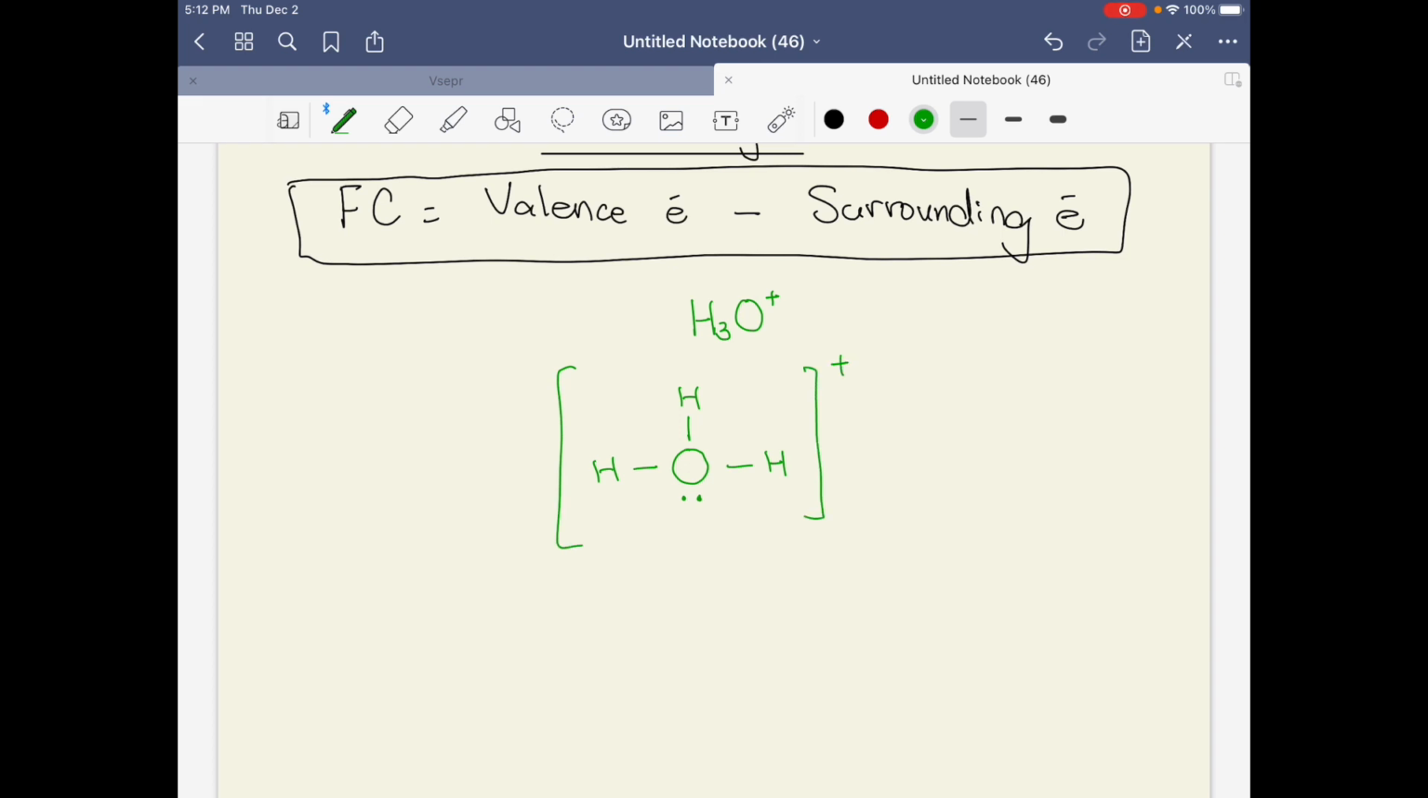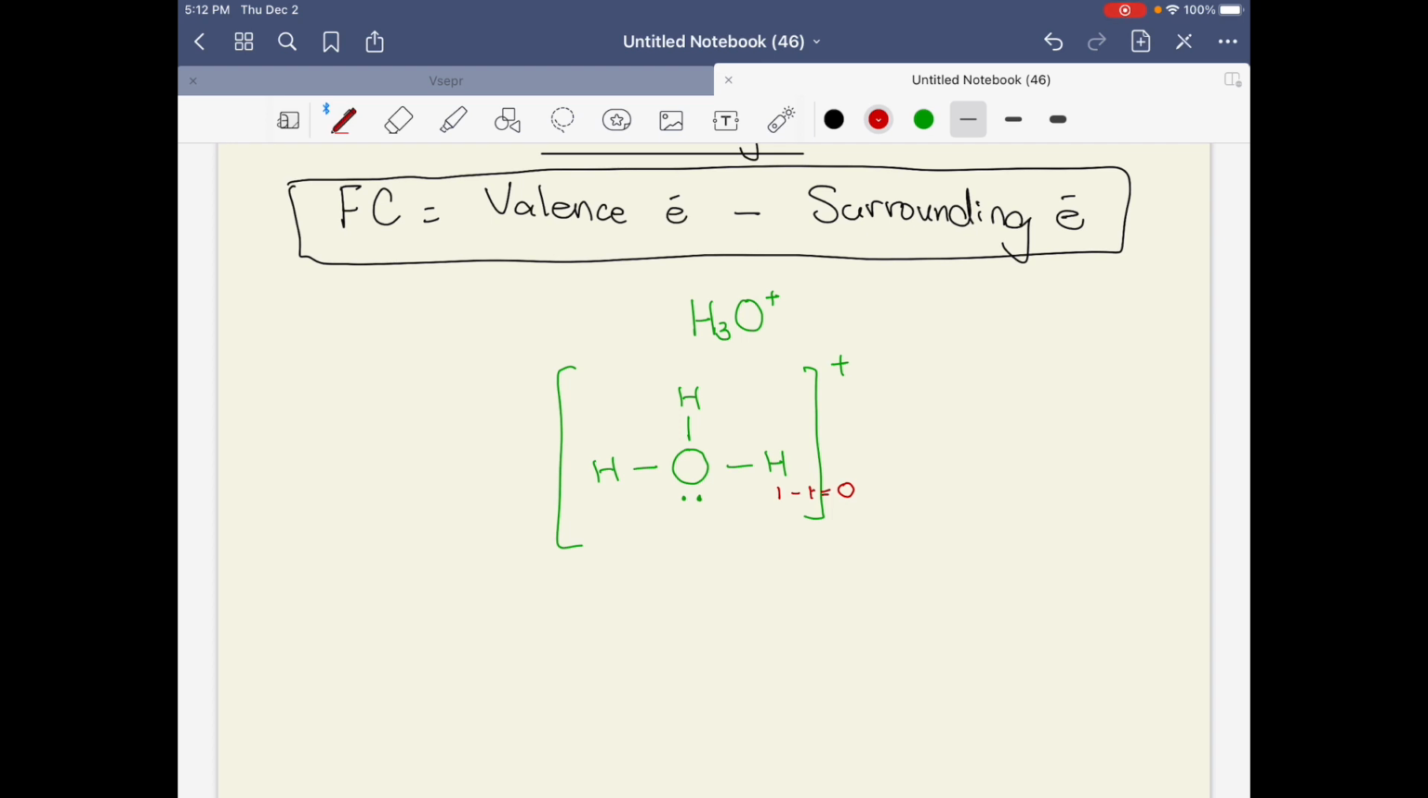So who is carrying that positivity? Is it one of these hydrogens? Is it this oxygen? Well, I don't guess. Let's do formal charge to actually find out. Let's start with this hydrogen. Hydrogen has 1 valence electron. How many are surrounding it right now? Well, it has 1 bond, so it's going to be 1. It's always going to be 1. Hydrogen is going to be neutral.